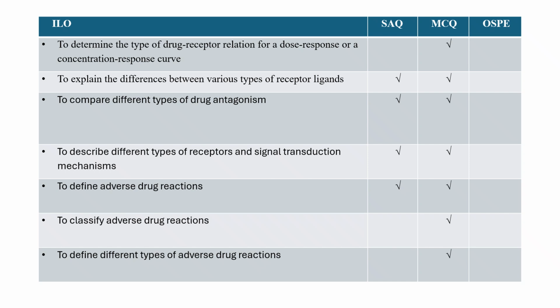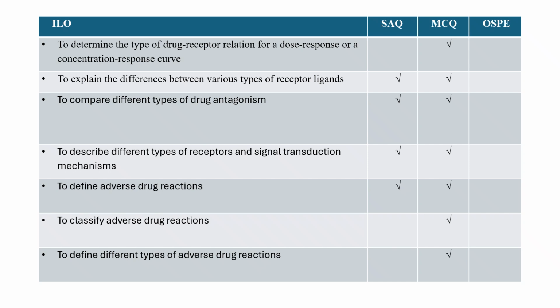To determine the type of drug receptor relation for a dose response or a concentration response curve: if you see a drug concentration response curve or a drug dose response curve, you need to be able to recognize the parallel shift, what the parallel shift means, the non-parallel shift, the decrease in efficacy. Of course, you know with a competitive antagonism that you get a parallel rightward shift of the dose response or the concentration response curve. You know that.